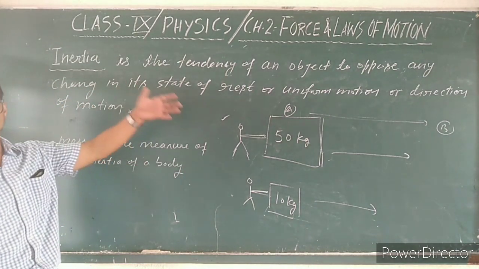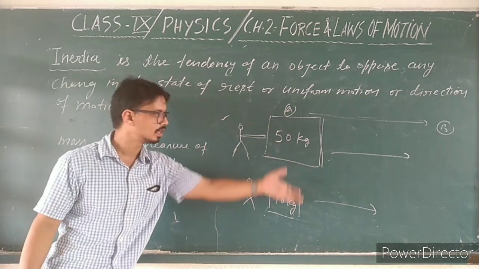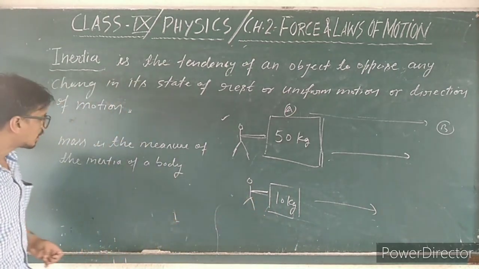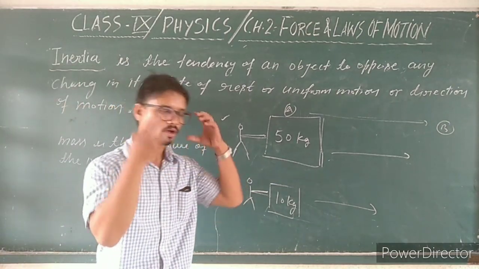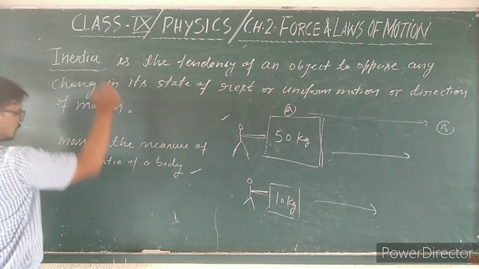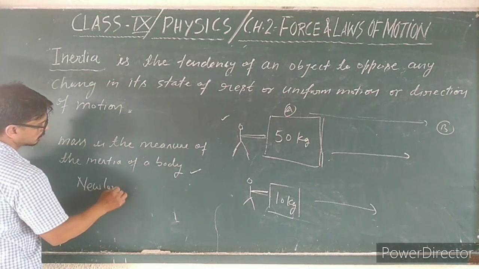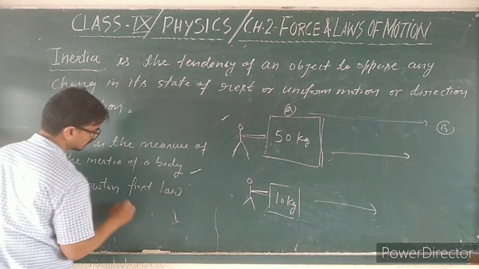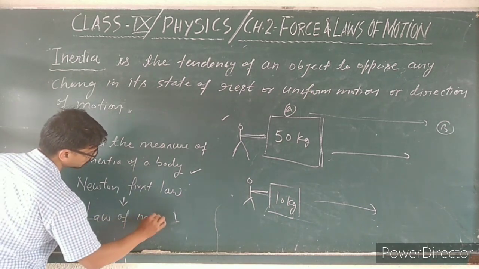Okay, so the heavier the object, the greater its inertia compared to a lighter object, which has less inertia. Okay guys, inertia is an inherent property of all objects, and due to this inertia, Newton's first law is also known as the law of inertia.